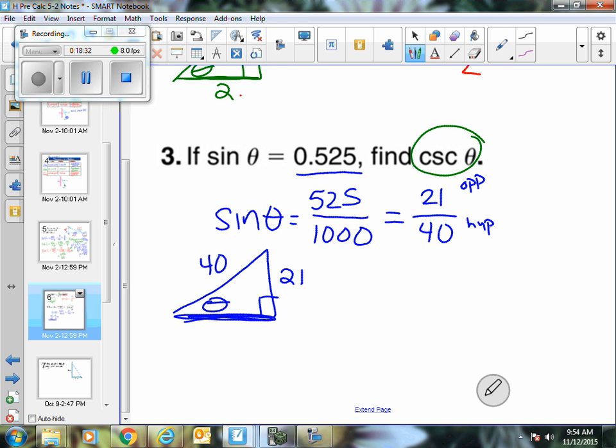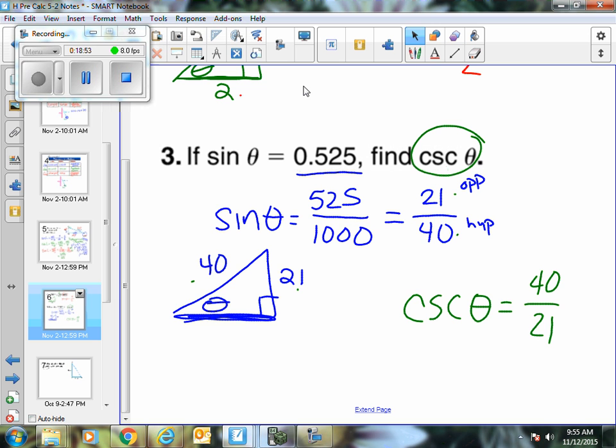Okay, they want cosecant though. So how do you find cosecant of the angle? Well, it's reciprocal for which one? Cosecant is the reciprocal for sine. So if sine is 21/40, that means cosecant would be 40/21. Hypotenuse over opposite. So you could find any ratio you want though. That's the whole idea, is now we could do anything because we know what the triangle is.